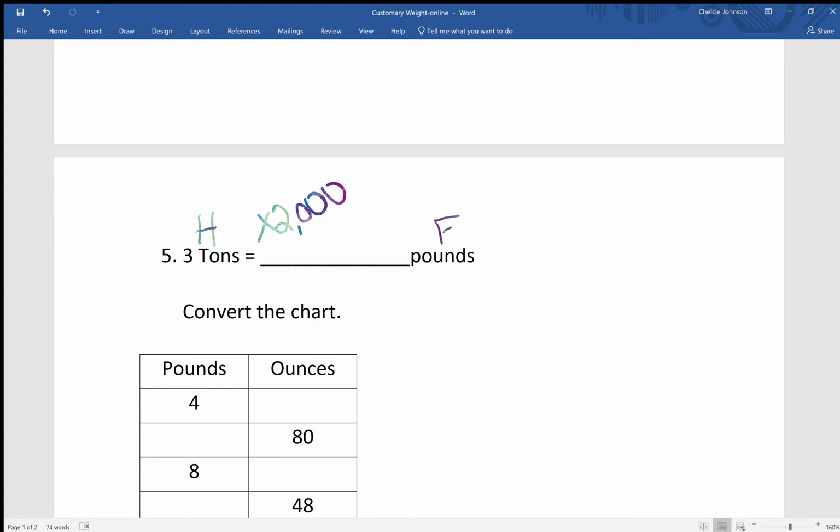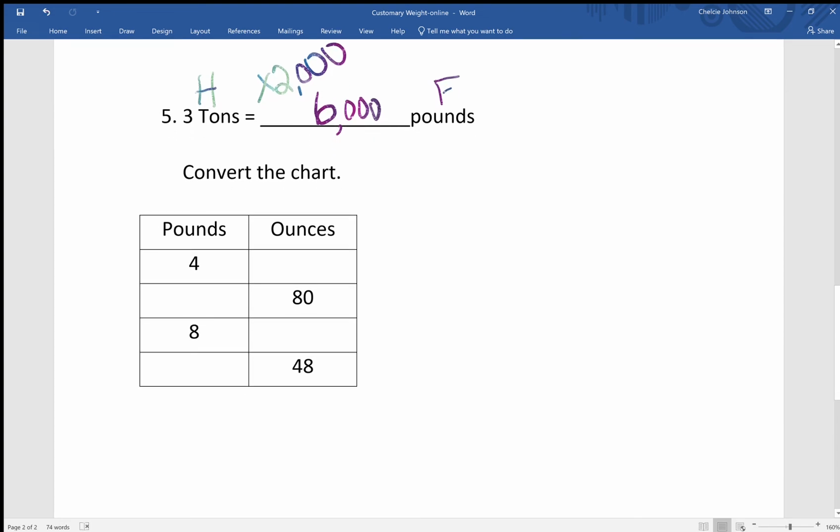So easy peasy with zeros in our number. 2 times 3 is 6. And then tack on your 3 zeros at the end, because I know 3 times all of those zeros is still going to give me 0. So 6,000 is our answer.